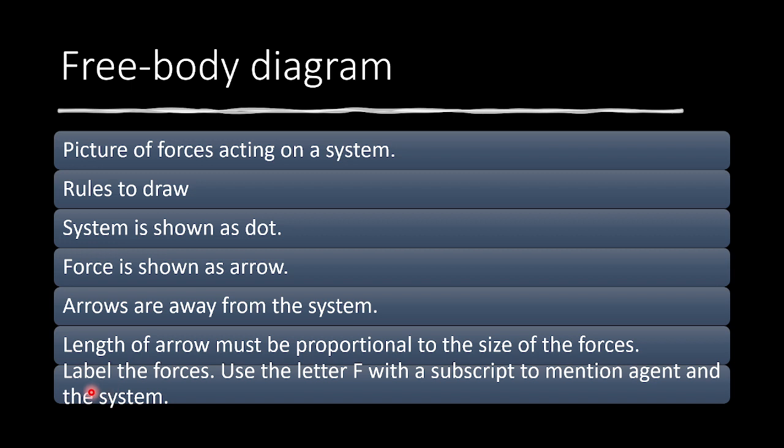Now the next rule is label the forces. You have to label the forces, meaning which force is this? Is this gravity force? Is it the drag? Is it the magnetic force? Whatever, the friction force. And of course you use the letter F. Use the subscript to mention the agent and the system of the force. It will make clear who is applying the force, who is the agent.